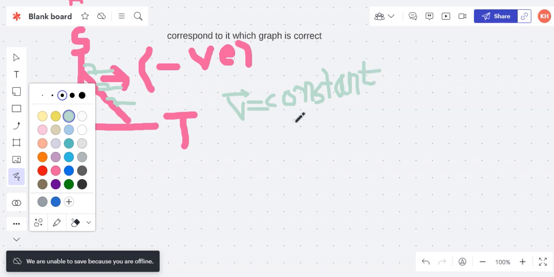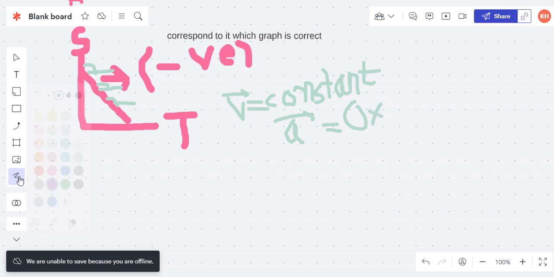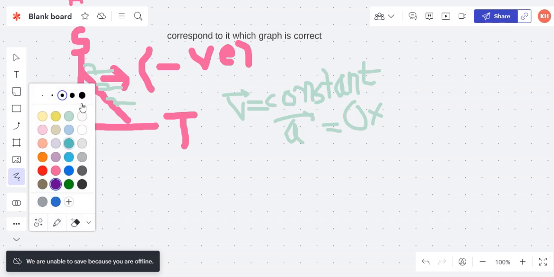So if velocity is constant, we can say that acceleration is zero, right? Acceleration is zero, no change. So you have to answer which graph is correct. Let's take a broader nib for it again.